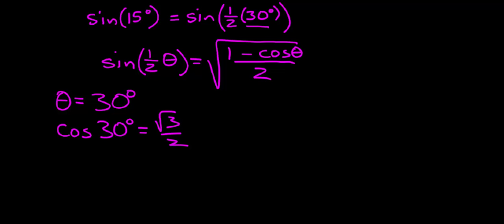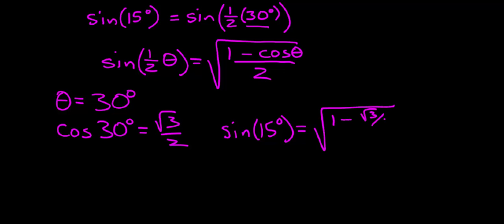Well, heck, we pretty much have this because now we have the sine of 15 degrees, which is 1/2 of 30, is equal to the square root of 1 minus the square root of 3 over 2, all over 2. There it is. That's the exact value of the sine of 15 degrees. And we could clean it up a little bit and say this is going to be the square root of 2 minus the square root of 3 over 4. And that is the exact value of the sine of 15 degrees. And we got that from just using the half angle formula for sine.